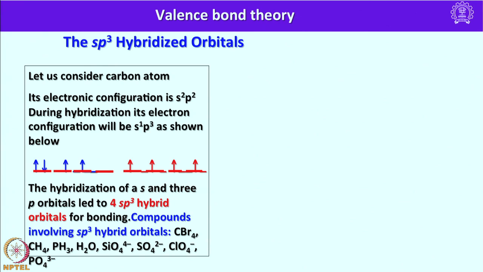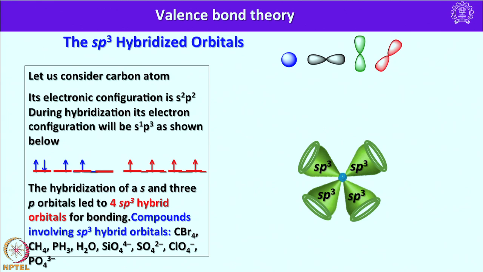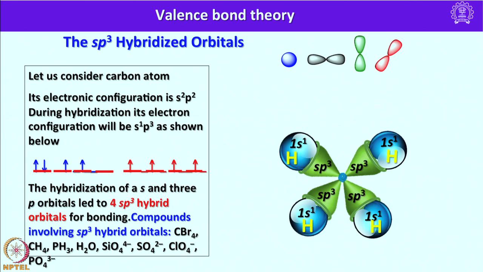You can see here, the 4 sp3 hybridized orbitals are disposed in this fashion, and now they combine with 4 hydrogen atoms to form 4 C-H bonds. This is a highly symmetric tetrahedral molecule having bond angles of 109.5 degrees.